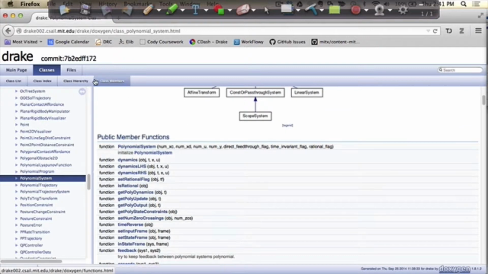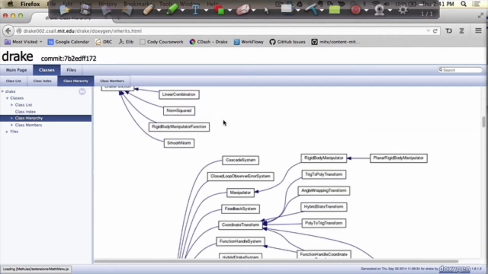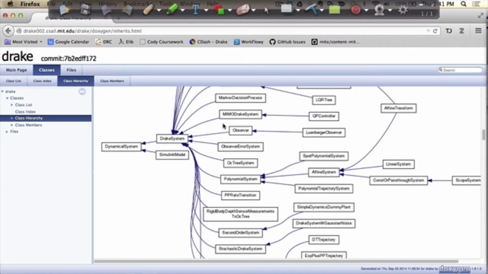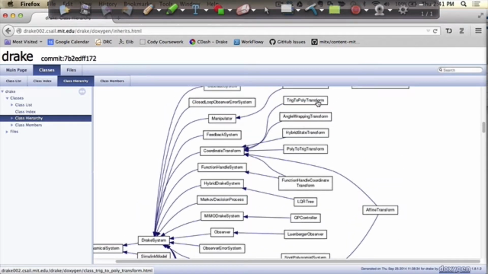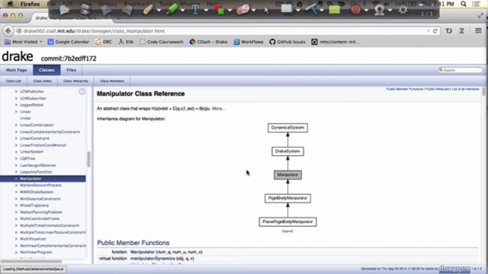And if you look in different parts of the class hierarchy, you'll see, for instance, the manipulator systems. That's what we've been talking about now. So any manipulator is something that has this form, H plus C plus equals BU, right? And for those systems, we know lots of things. We know that it's control affine, and the algorithms implemented at the manipulator level are the ones that take advantage of that structure.